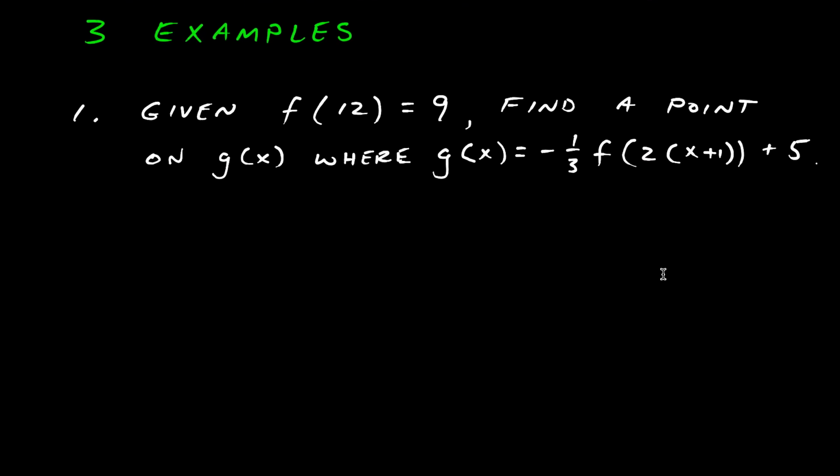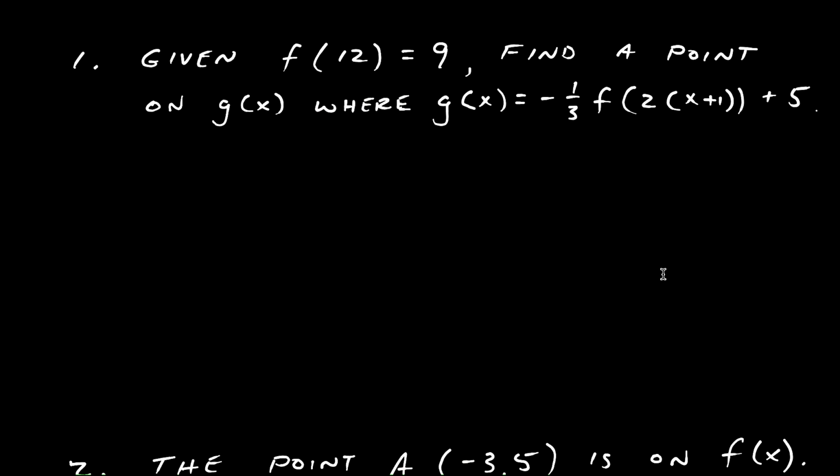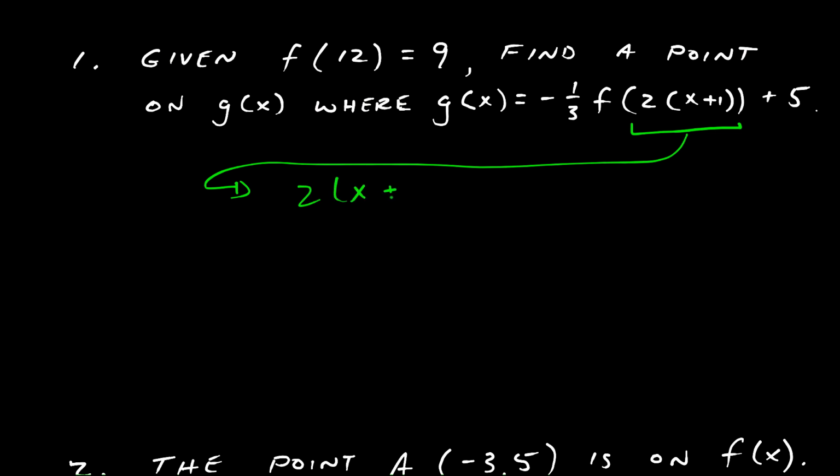Here are our 3 examples. So we're given the point f of 12 equals 9. We want to find a point on g of x given this rule. So we're doing a lot of stuff here. The first thing I like to do is take care of this input value. What we're going to do for that is say, okay, we know changes on x, we just take the 2x plus 1 and we set it equal to whatever that x value was, which is 12.